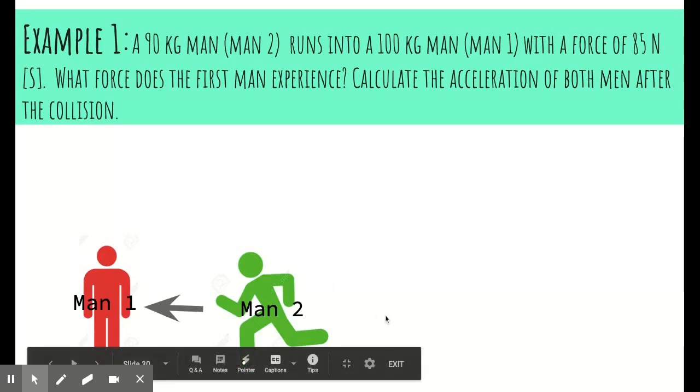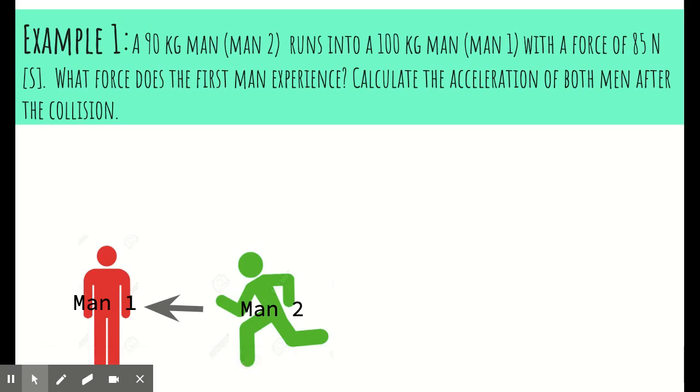Okay, so let's do an example. So we have example 1 here. We have a 90 kilogram man, which is man 2. He's going to run into a 100 kilogram man, which is man 1, with a force of 85 newtons south. What force does the first man experience? And then we're going to calculate the acceleration of both men after the collision.